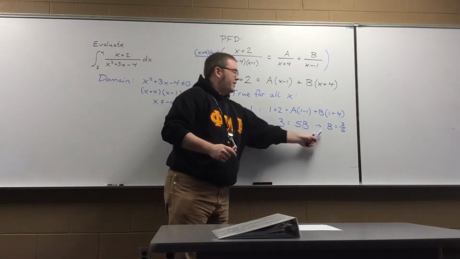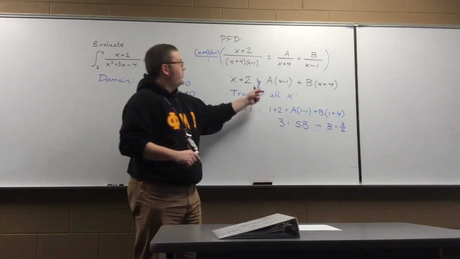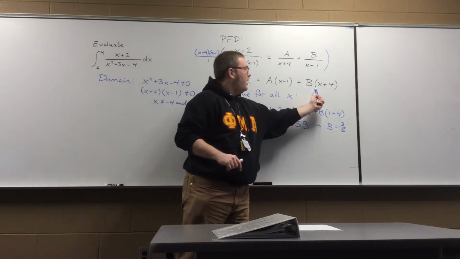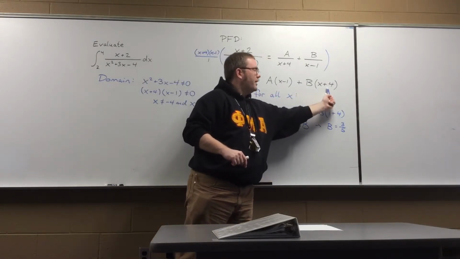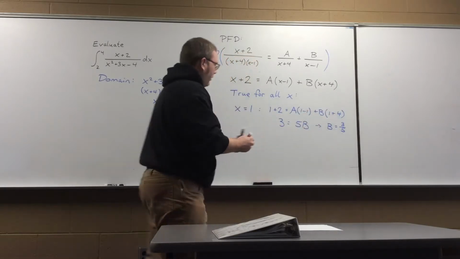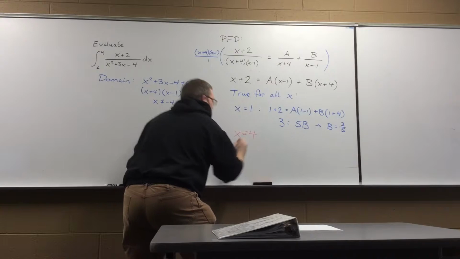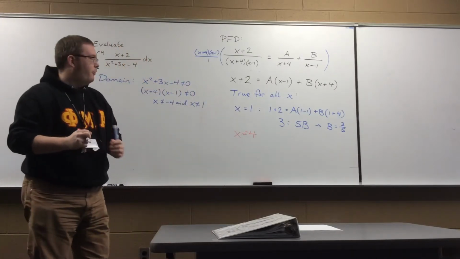Now, that allowed us to solve for b. What I'd like to do is try to solve for a. We should be able to solve for a if we can get the b term to cancel out, meaning that I would like to plug in a value of x that is going to cancel out an x plus 4. The value that I'm looking for, x is equal to -4.